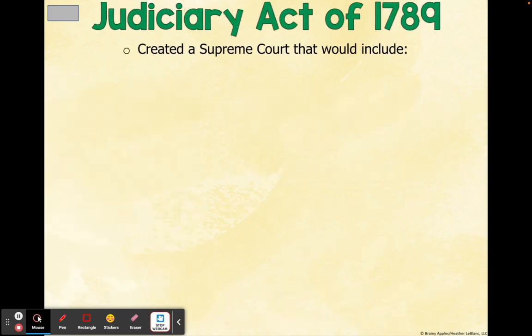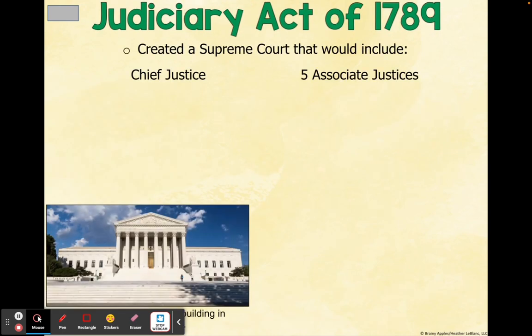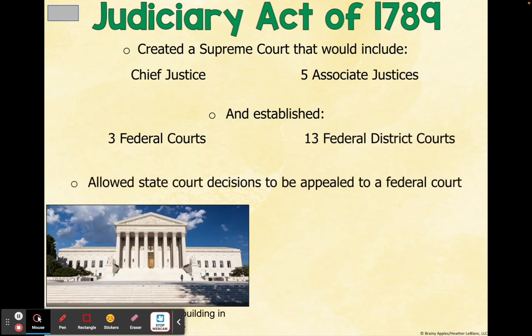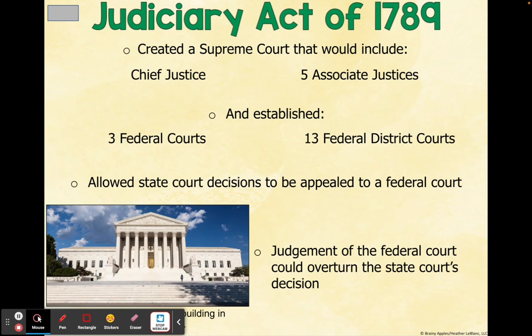So the Judiciary Act of 1789, when the Constitution is created, Article 3 outlines how the judicial branch, which is our court system, would work, but it doesn't really deeply explain what it would do. So the Judiciary Act creates a Supreme Court that would include a Chief Justice, somebody that was the head person above the Supreme Court, 5 associate justices, and then also below that, we'll have federal courts, federal district courts. State court decisions at the state level could be appealed to a federal court, and then a federal court can also overturn the state's court decisions.